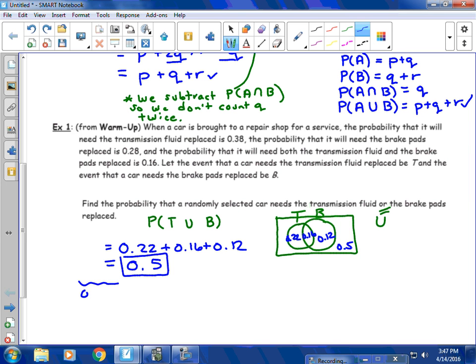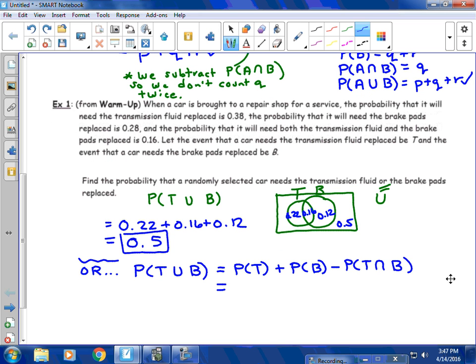Or consider not using a Venn diagram. We could use that addition rule that we just learned to say that the probability of T or B is equal to the probability of T plus the probability of B minus the probability of T and B.